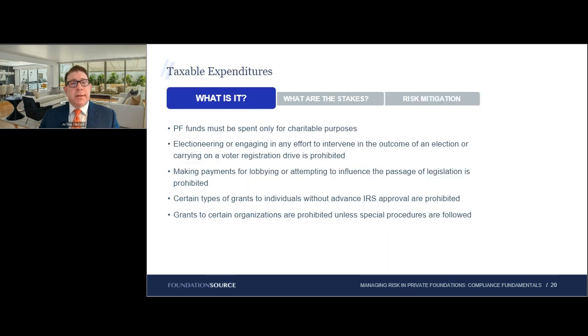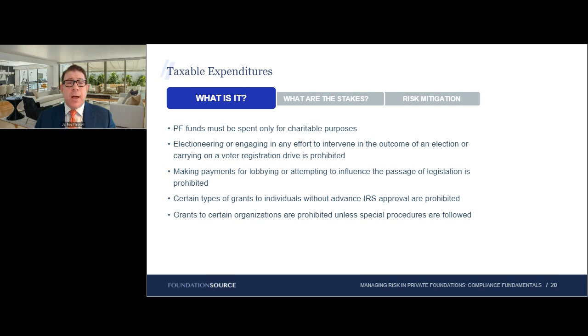Now, the general rule here is that all private foundation expenditures must be made for charitable purposes. However, some types of expenditures are prohibited by congressional fiat, such as those involving lobbying, electioneering, and voter registration drives. That being said, there may be such a fine line between permissible actions and those that are flatly prohibited, like the difference between permissible advocacy on one hand and prohibited lobbying on the other, that can confuse folks.